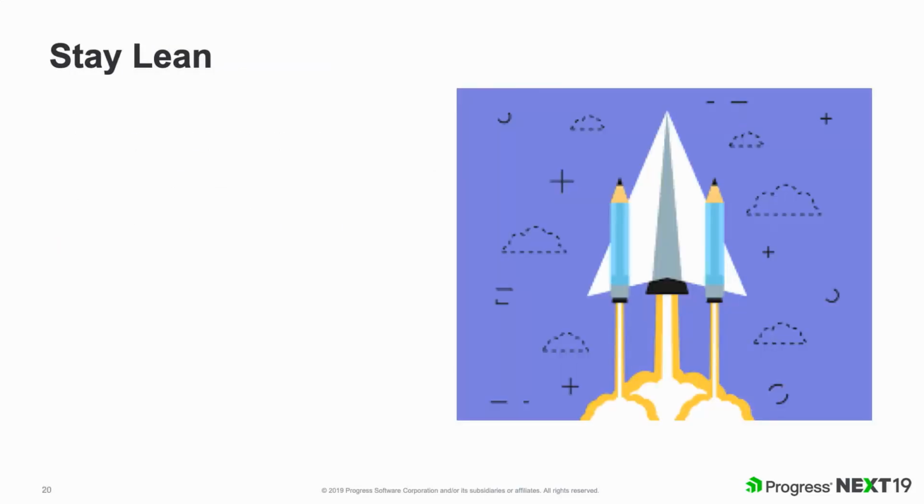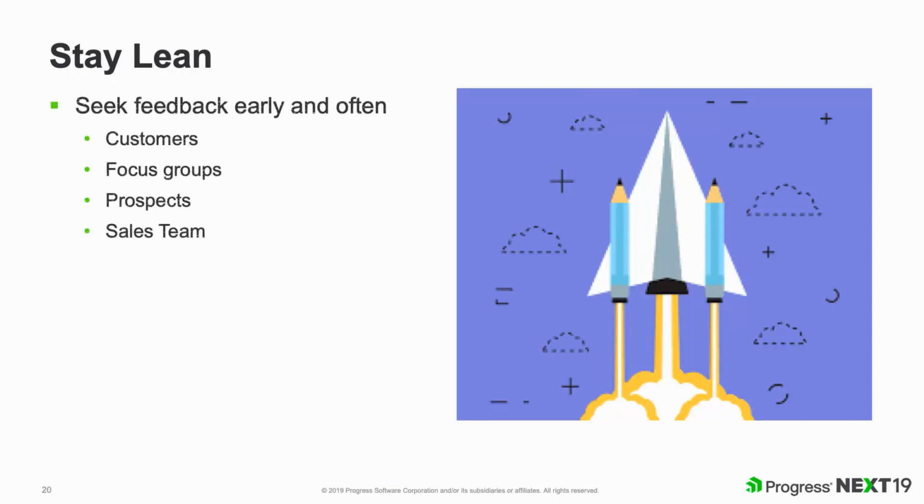Stay lean. Now, lean is another of the buzzwords. And there's a lot written on it, and there's a lot that goes into lean. But the one thing that I want to just call out from lean that I feel is critical in developing modern applications is seek feedback early and often. From customers, from focus groups, from prospects, from your sales team. And continually adjust your plan based on that feedback.